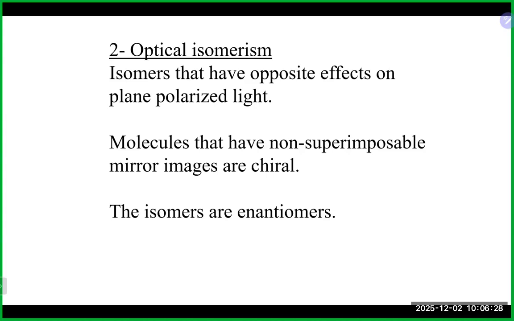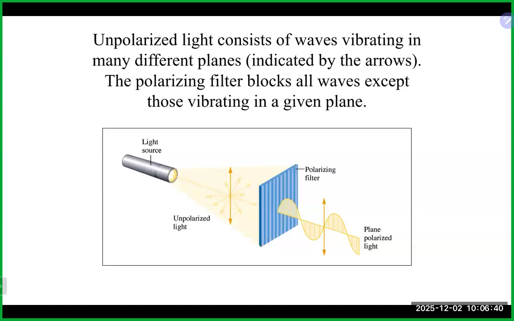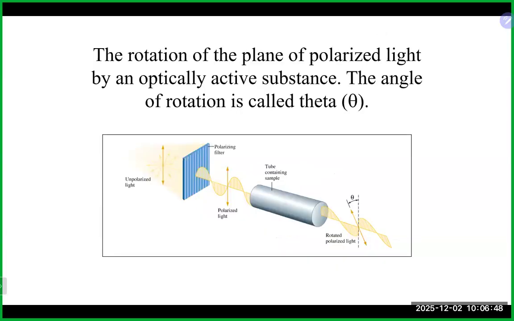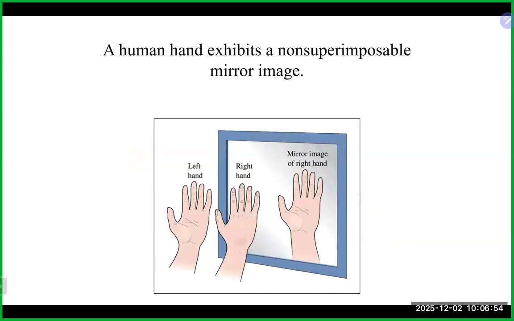Something will always be wrong. Thumbs on the wrong side, palms up and down, even though thumbs are on the right side. So they'll never be exactly right. These isomers are sometimes referred to as enantiomers. And again, plane polarized light goes through a polarizing filter, and we have vibrations here. You could also measure the angle of rotation, which we're not going to really get into here.